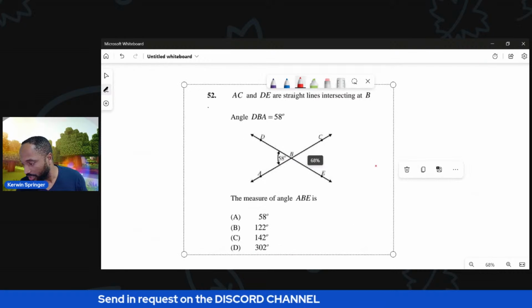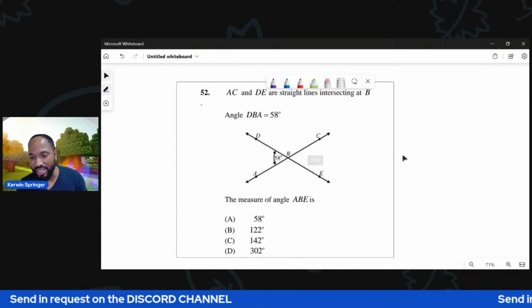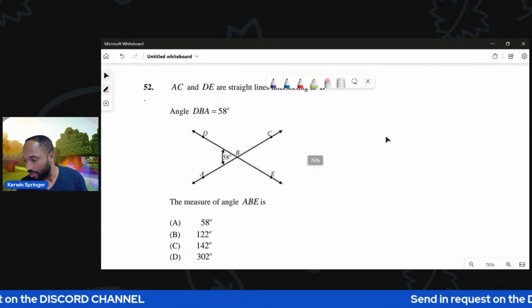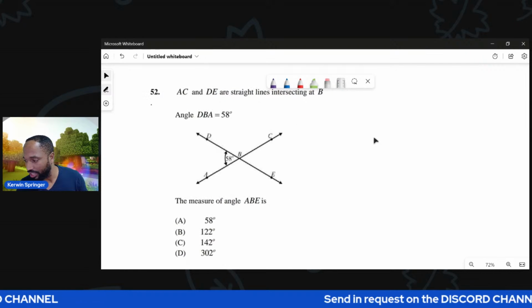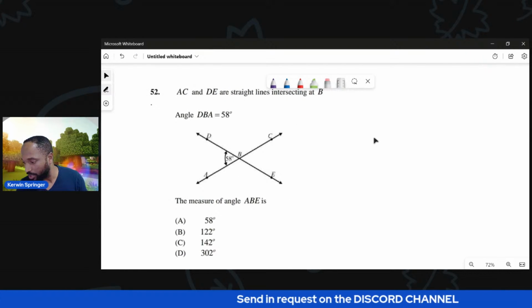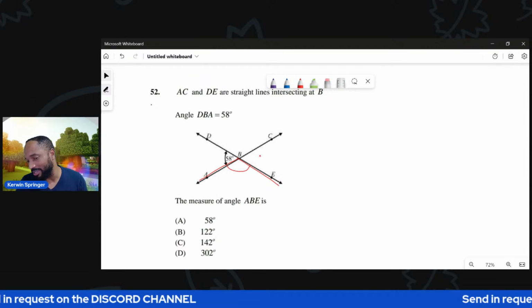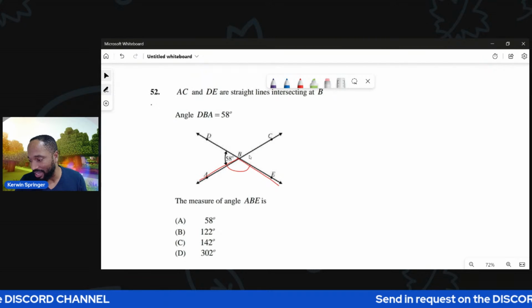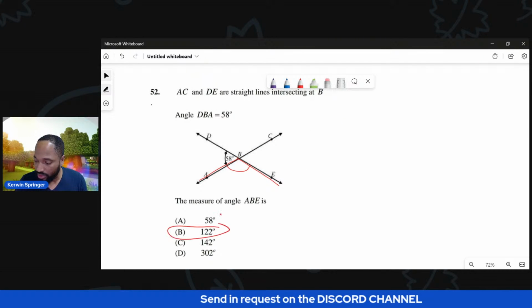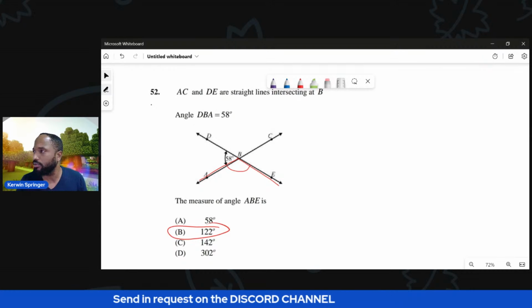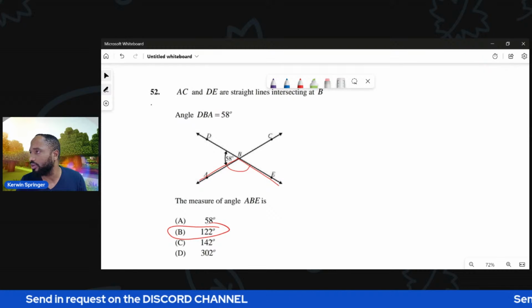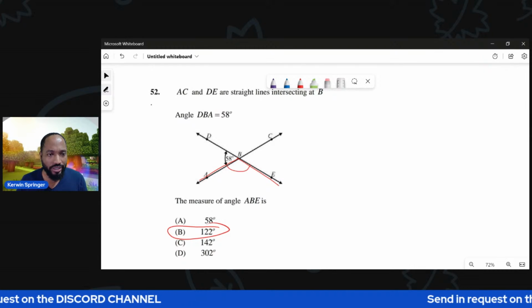But the answer that they're looking for is D. AC and DE are straight lines intersecting at B. The measure of angle ADE, well, it's a straight line, so it doesn't get easier than this one. It can't get easier than this. Just subtract from 180 degrees. It's an easy one, don't overthink it. You can see what's going on in the Discord channel there again.